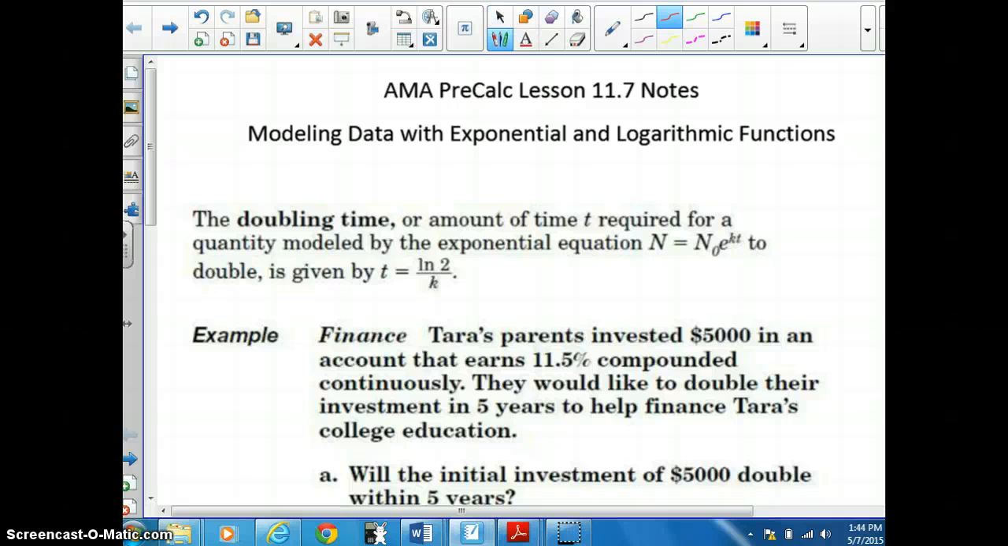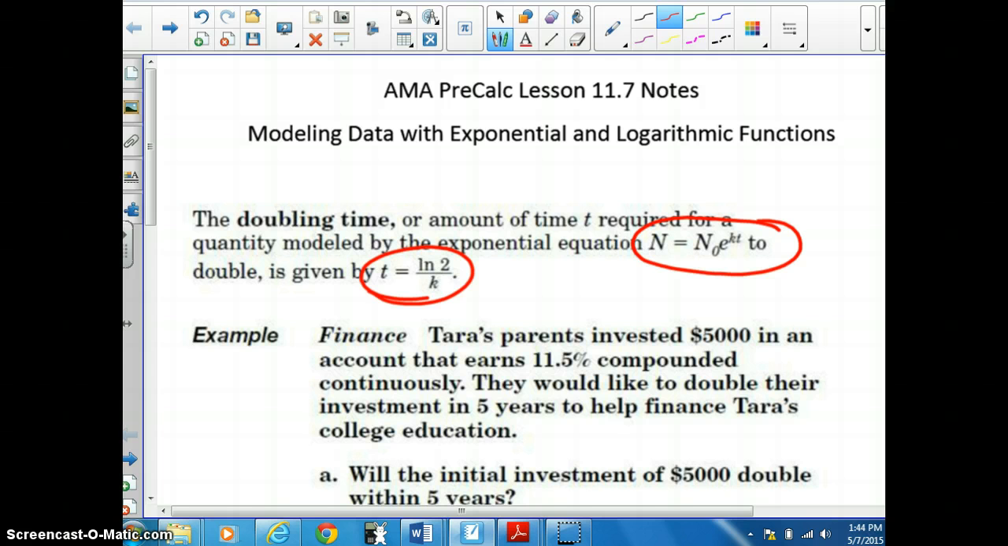We're going to do lesson 11.7, modeling data with exponential and logarithmic functions. It says that the doubling time, or amount of time t required for a quantity modeled by the exponential equation N equals N sub 0, that's the initial value, times e to the kt to double, is given by t equals the natural log of 2 over k.